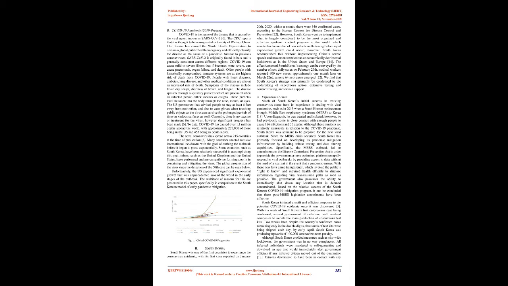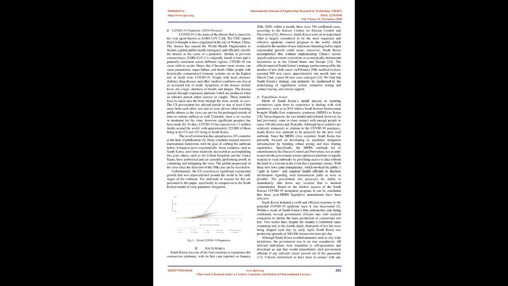COVID-19 can cause mild to severe illness that, if it becomes more severe, can cause pneumonia, organ failure, and death. Older people with historically compromised immune systems are at the highest risk of death from COVID-19. People with heart diseases, diabetes, lung disease, and other medical conditions are also at an increased risk of death. Symptoms of the disease include fever, dry cough, shortness of breath, and fatigue.